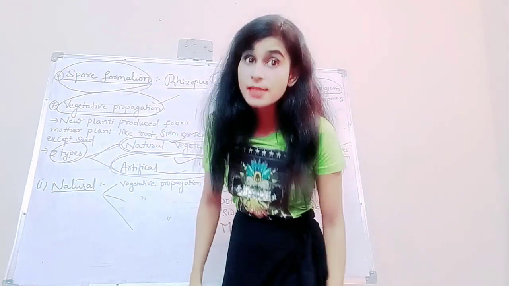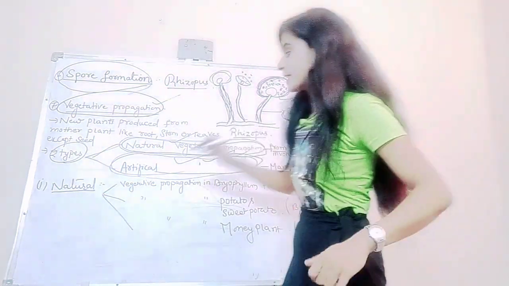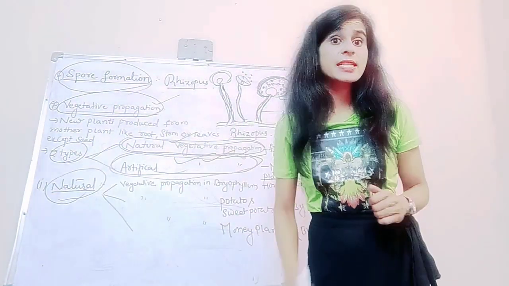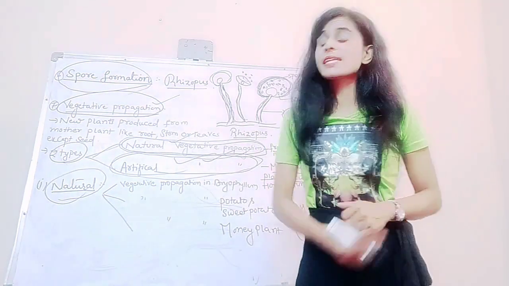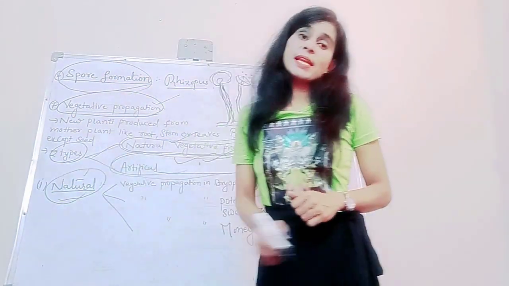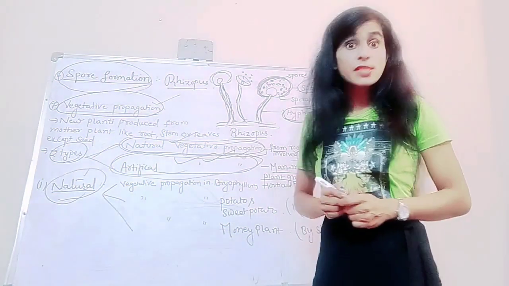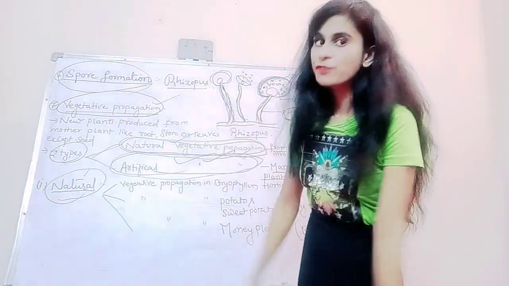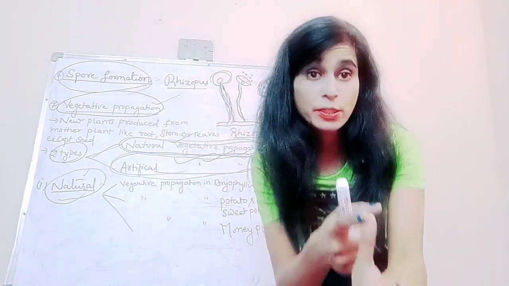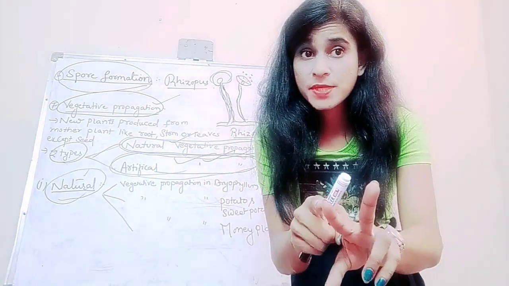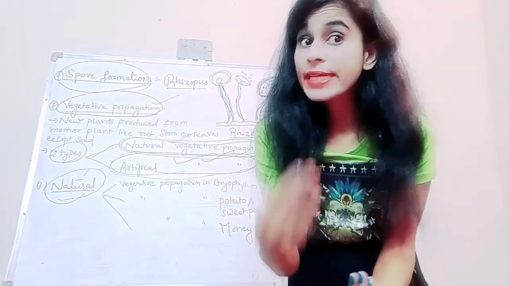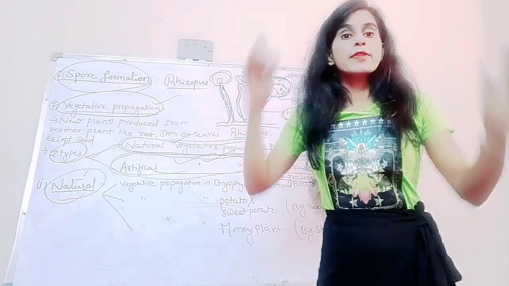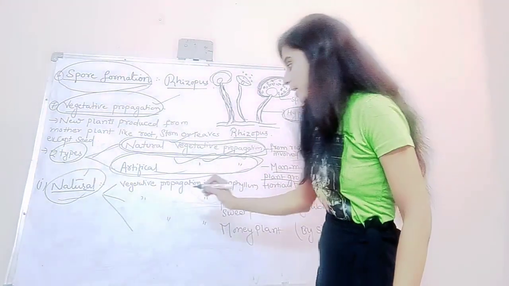So let's first discuss natural vegetative propagation. What exactly is it, and how are new plants developed by roots, stem and leaves? Now let's focus on natural vegetative propagation, guys. It is again of three types. Don't forget, vegetative propagation is of two types, natural and artificial. Again, the natural vegetative propagation is of three types.